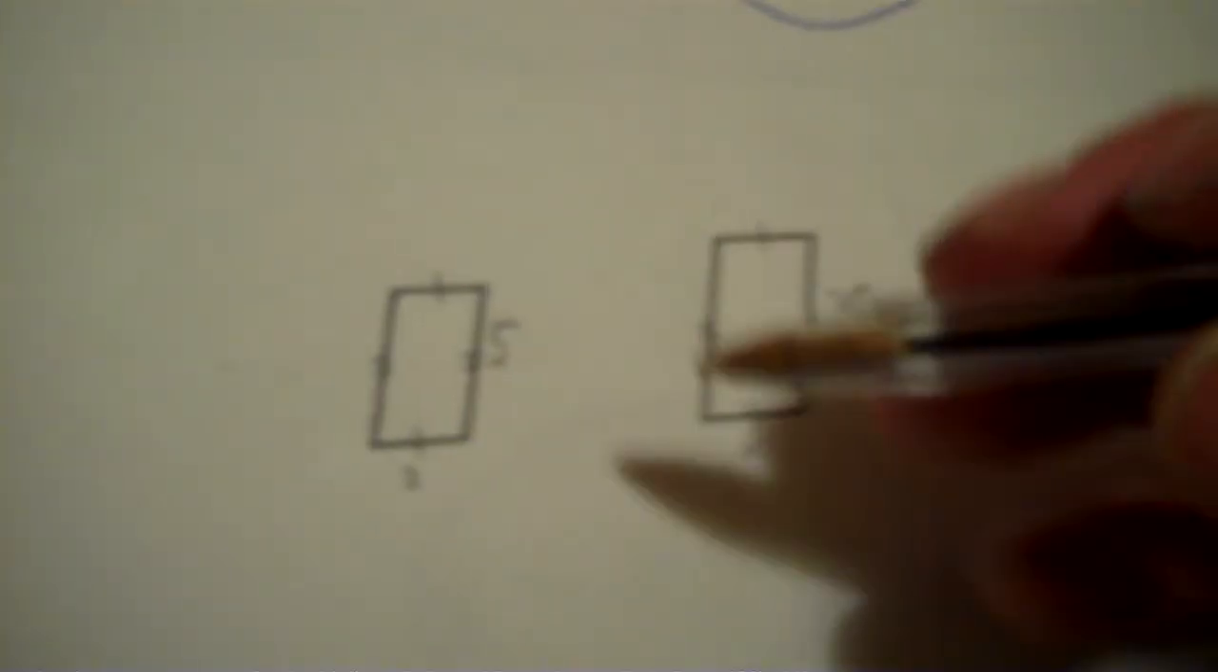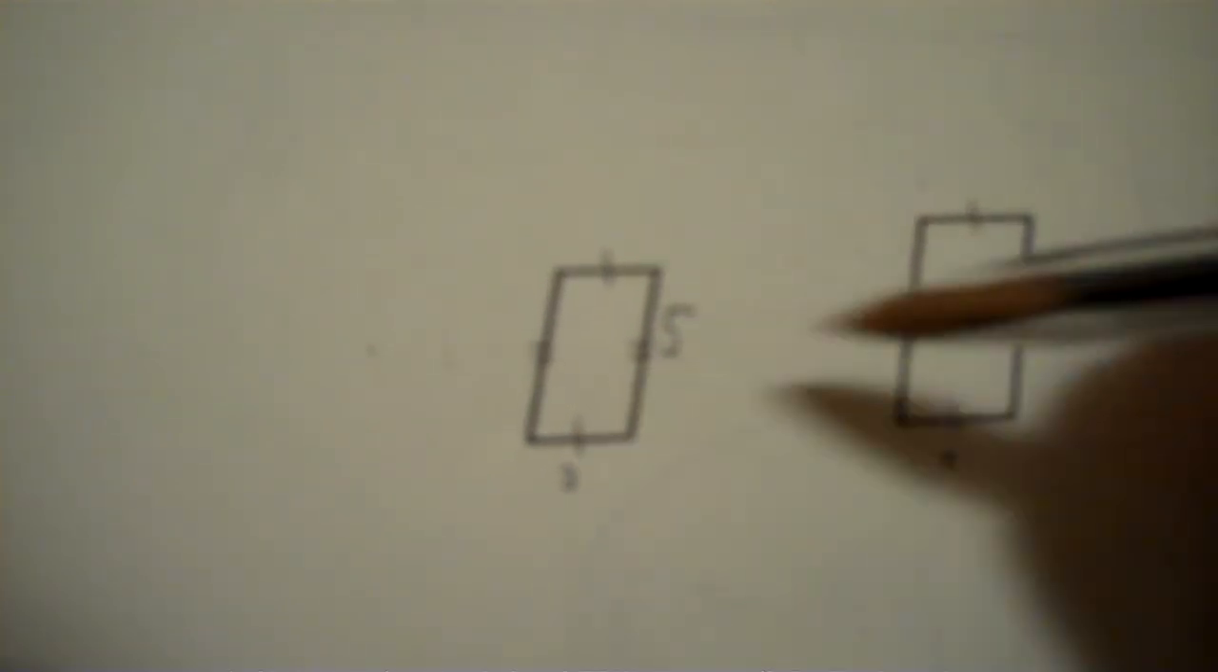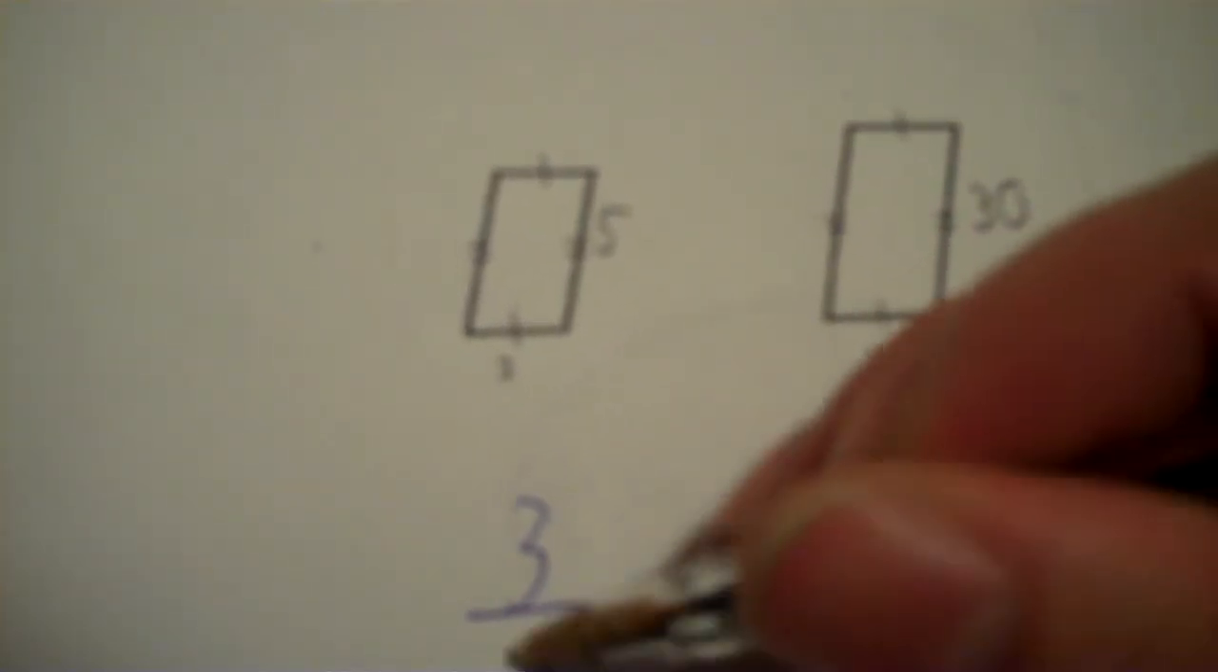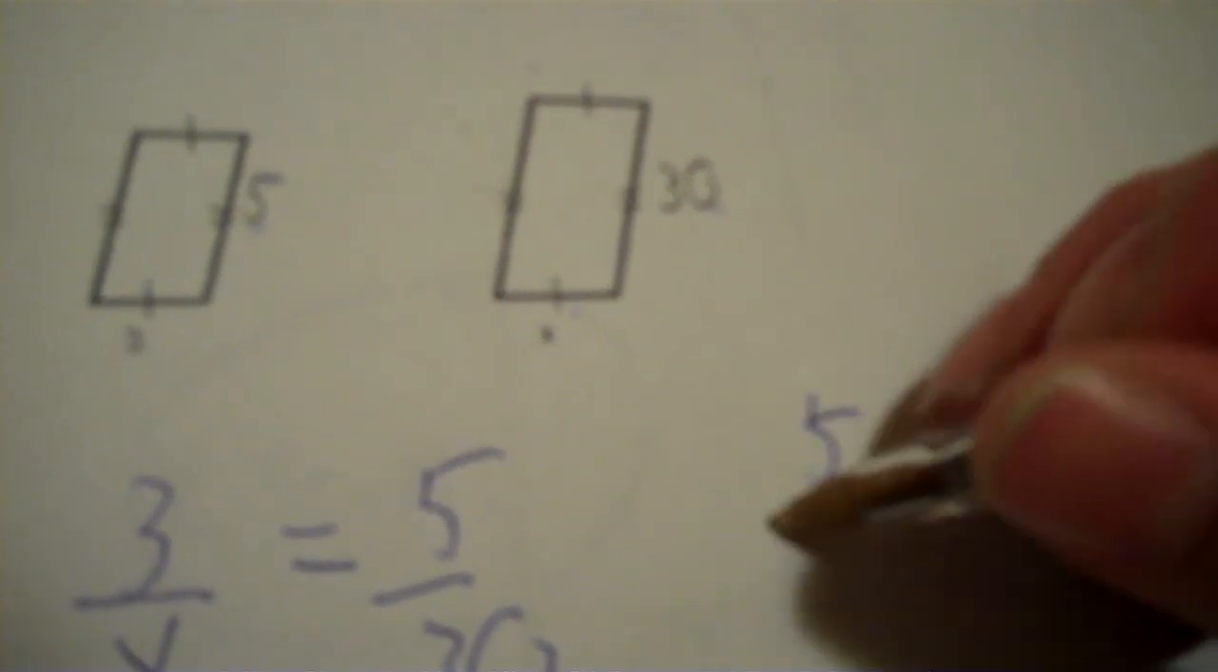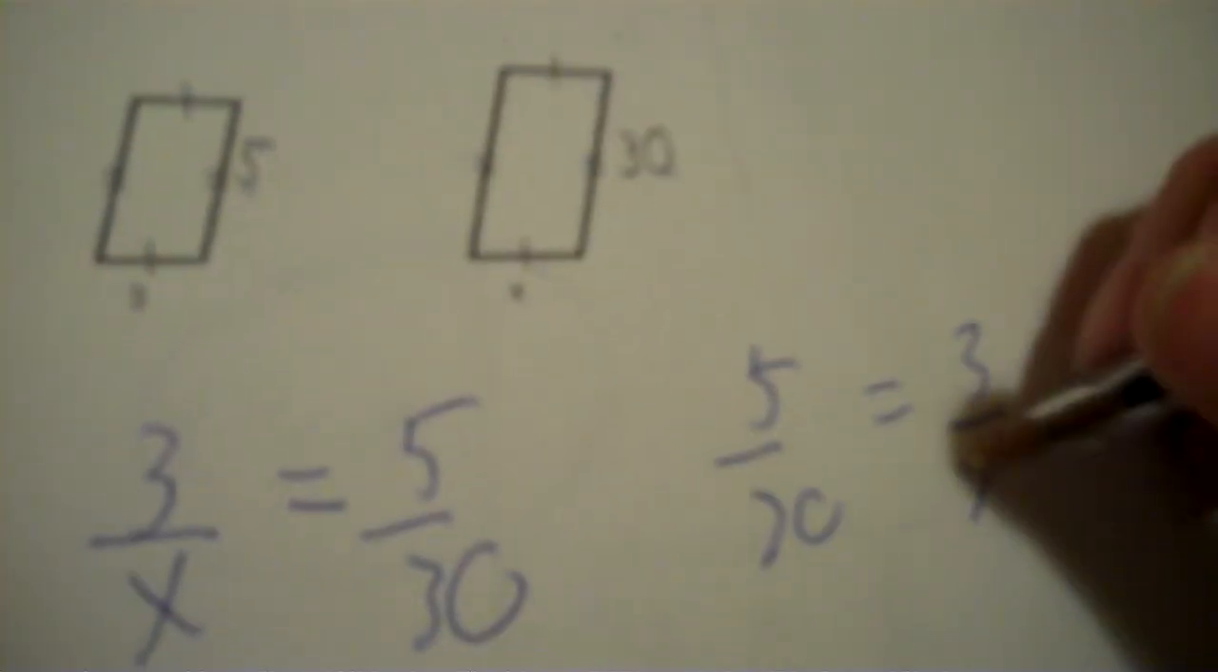Okay. Now, 3, that would match up with the X. 5, that would match up with the 30. You could also do 5 over 30 equals 3 over X. It doesn't matter, okay? It'll all work out good in the end. So 3 times 30 is 90. 90 is equal to 5 times X, and so I divide by 5, it's 18. Same thing would happen here. 90 divided by 5.